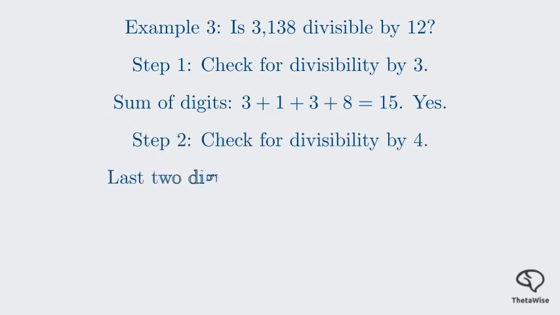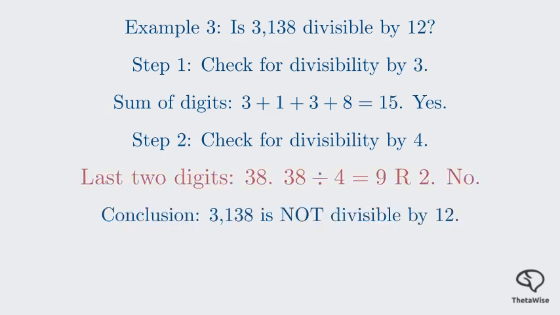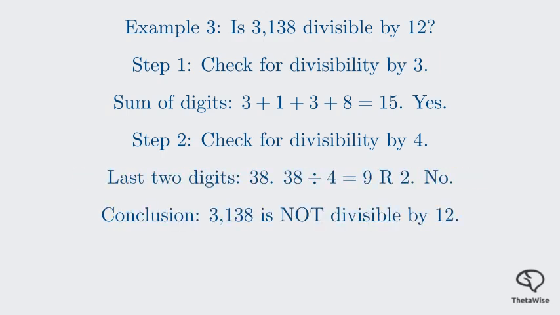Now, check for 4. The last two digits form the number 38. Is 38 divisible by 4? No, 38 divided by 4 is 9 with a remainder of 2. So 138 is not divisible by 4. Since it failed the test for 4, it is not divisible by 12. It must pass both tests.